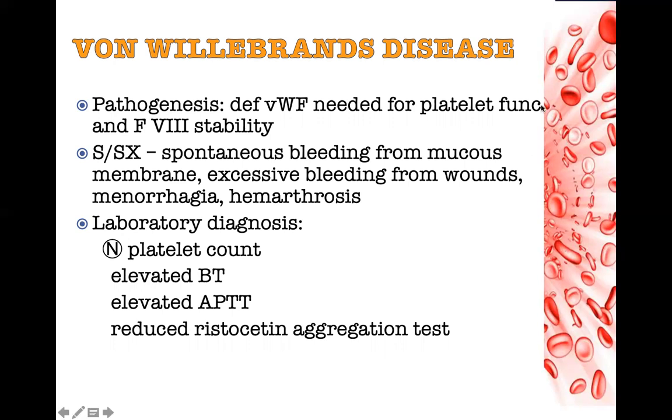So if you look at it, the bleeding is mostly in the superficial areas, from mucous membrane, bleeding from wounds, menorrhagia, and there could also be deep-seated bleeding. But if you examine the laboratory of patients with von Willebrand's disease, platelet count is normal, but with elevation of bleeding time as well as elevation of APTT, or your activated partial thromboplastin time. There is also a reduction in the ristocetin aggregation test because ristocetin is a reflection of von Willebrand's factor activity.